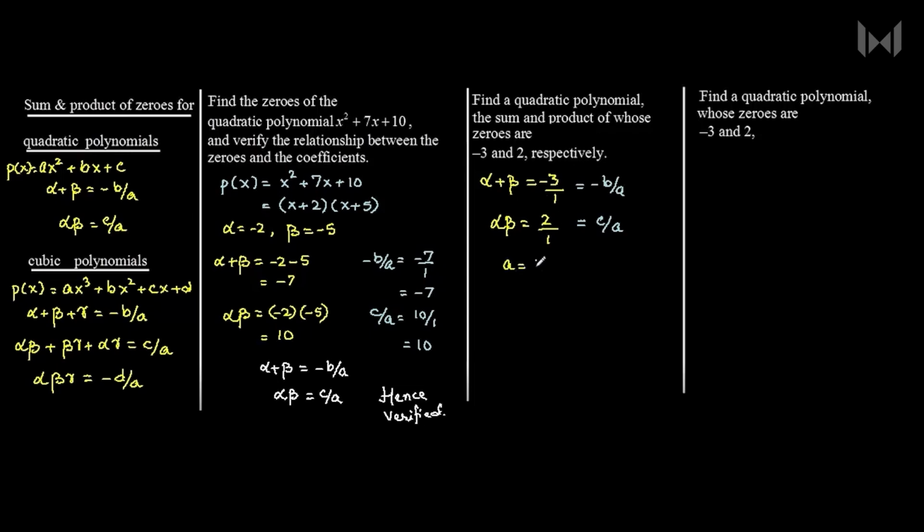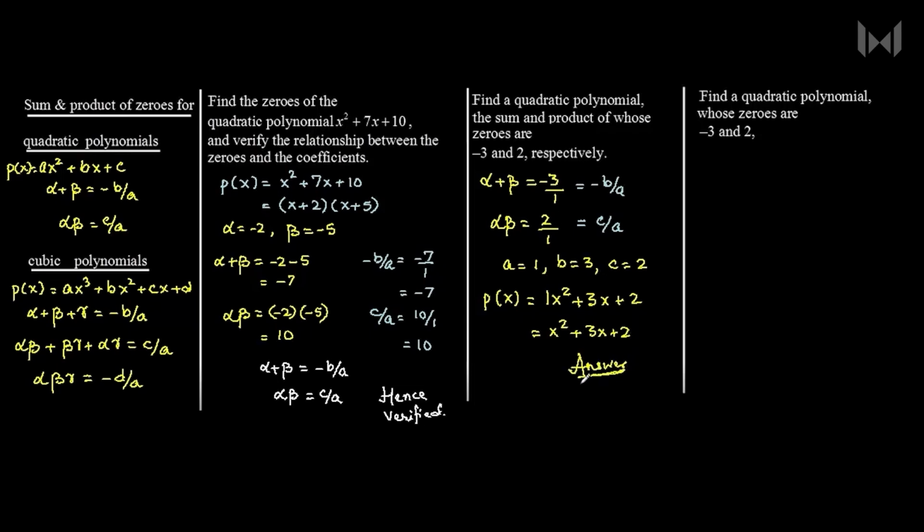a is equal to 1, b is equal to 3, and c is equal to 2, and therefore the quadratic polynomial will be ax square plus bx plus c, and so your final answer will be x square plus 3x plus 2. That is the quadratic polynomial.